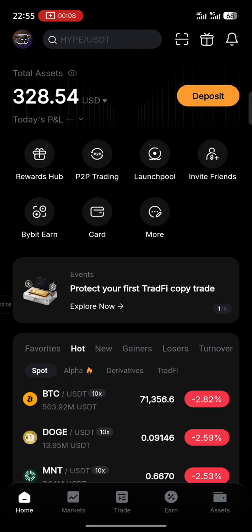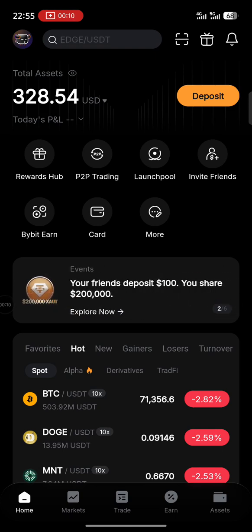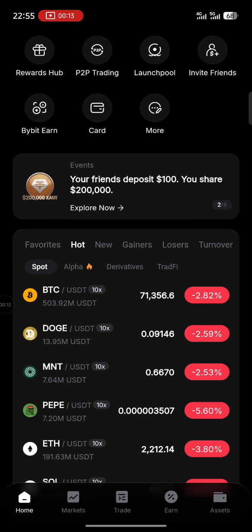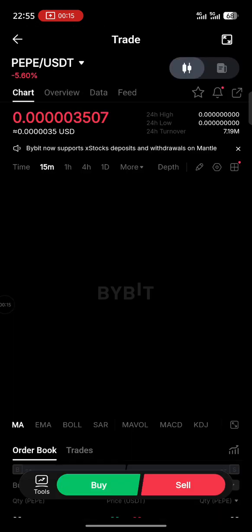In today's video, we're going to look at how you can use the previous candlesticks to make money while trading cryptocurrency coin.